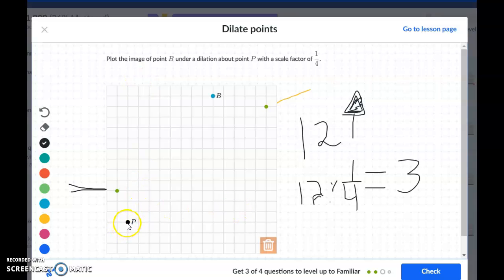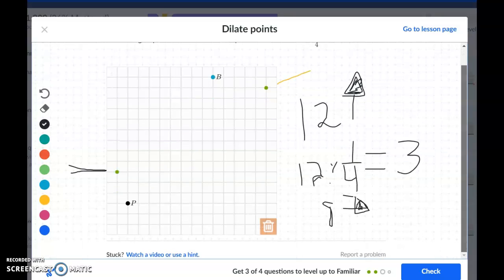Well, now we need to count going right. So 1, 2, 3, 4, 5, 6, 7, 8. And 8, yep, that's right. So we went 8 to the right. Sorry for my sloppy arrow here. Okay, what's 1/4 of 8? Well, 1/4 of 8 would be 8 times 1/4, so that would be 2.